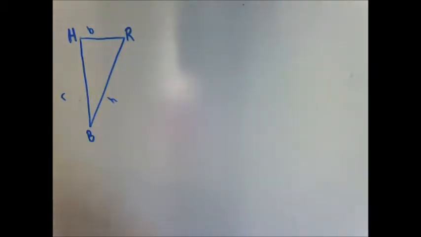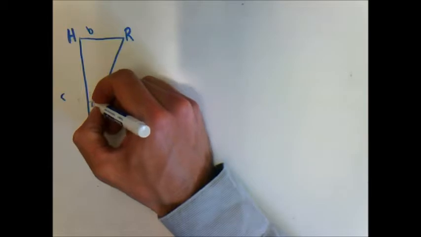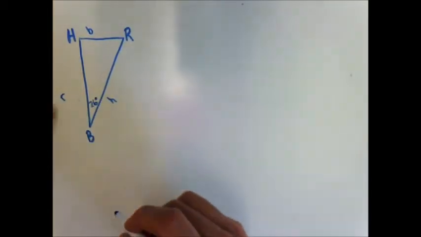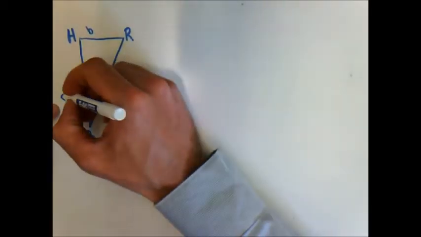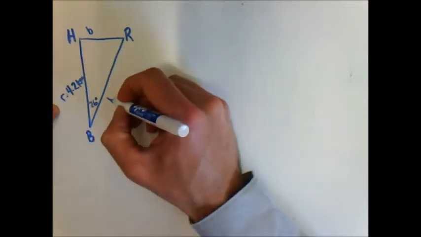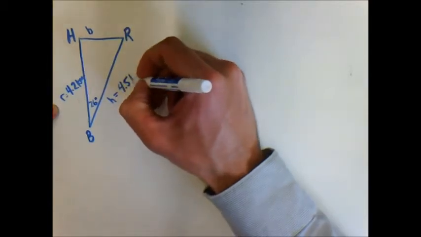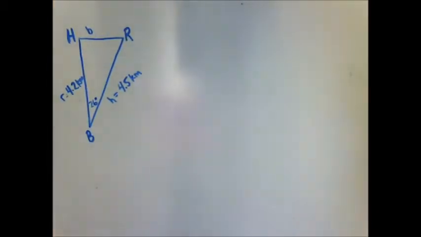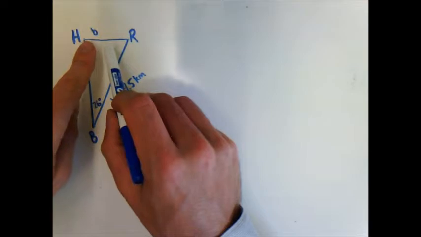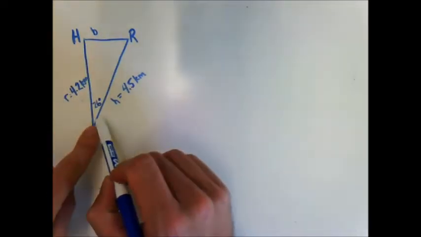Alright, now let's fill in the information that we know. Angle B is 26 degrees. The side length R is 4.2 kilometers, and the side length h is 4.5 kilometers. So in this situation, we are looking for the length of side B. We have the two other sides and the opposite angle.